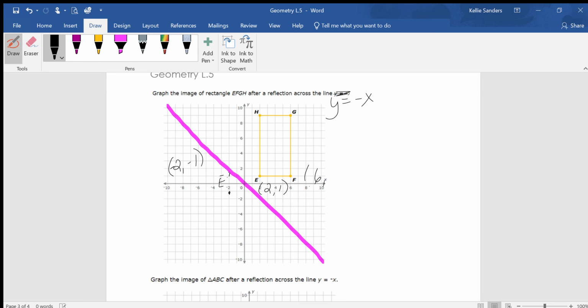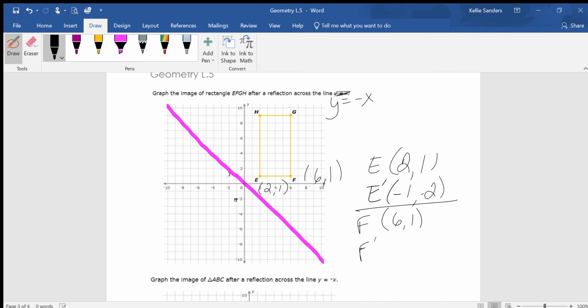F is at 6, 1. So F prime is going to be at... I'm wrong on this. Back up. My bad. Okay. So if E is at 2, 1, E prime is going to be at -1, -2. It helps me if I put that closer to each other so I can look. F right now is at 6, 1, so F prime is going to be at -1, -6.